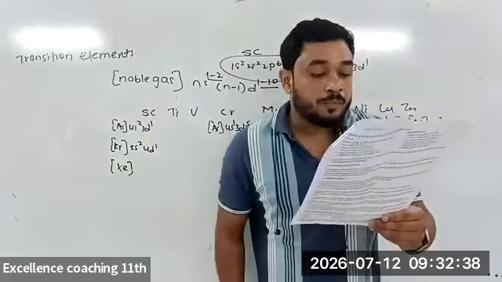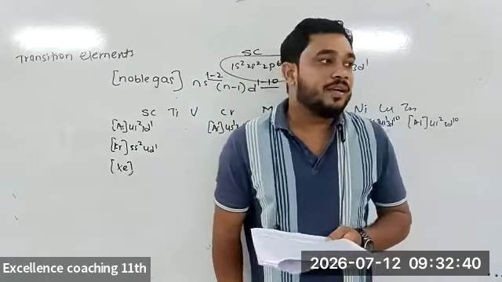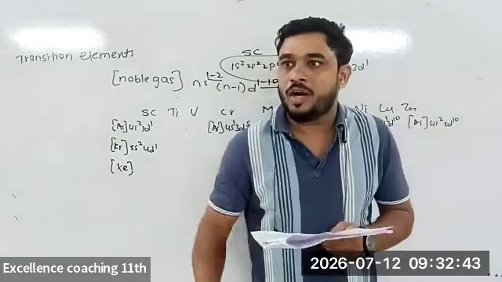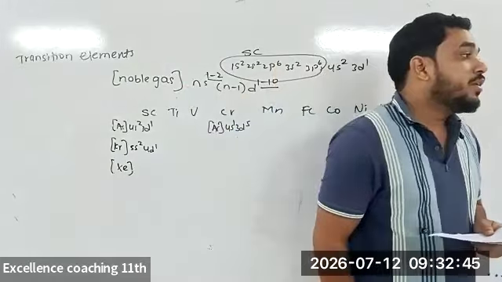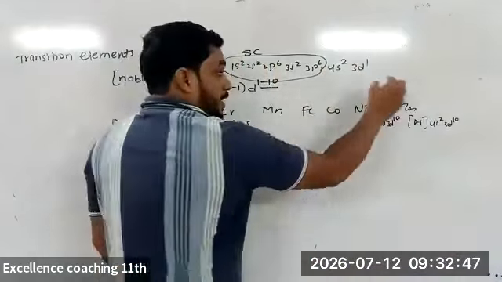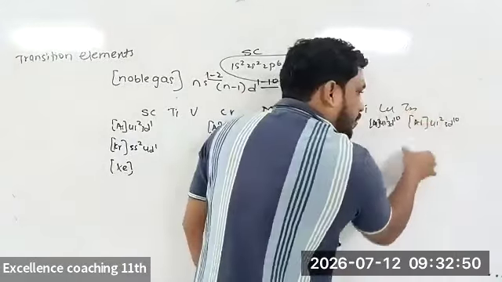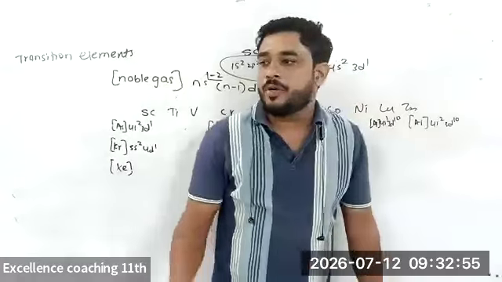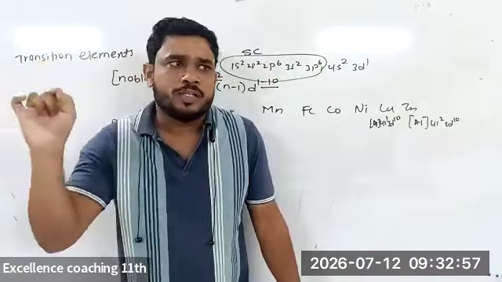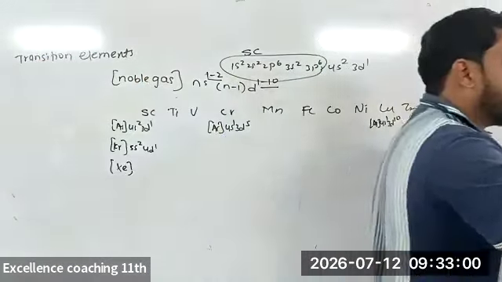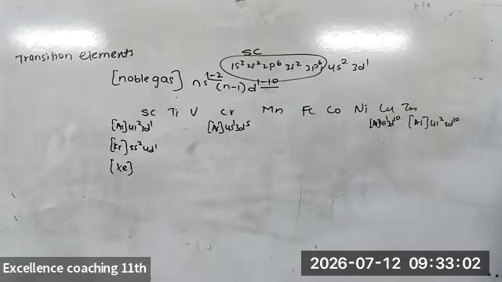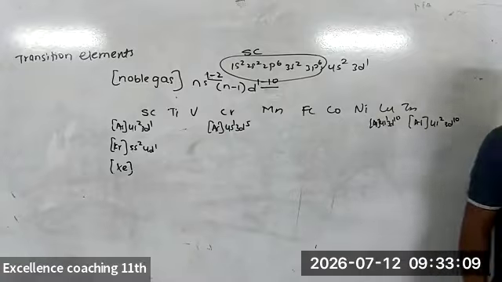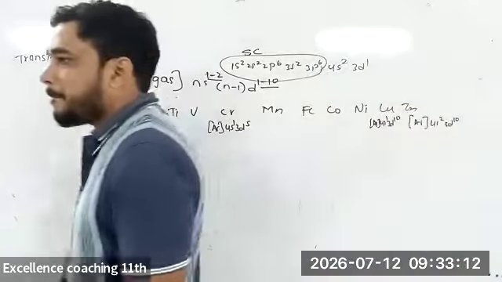They do not show most of the properties of transition elements. Why? Because the d orbitals are fully filled. Zinc, cadmium, mercury are in the same group. Zinc, cadmium, and mercury are not considered transition elements because the d orbitals are fully filled.